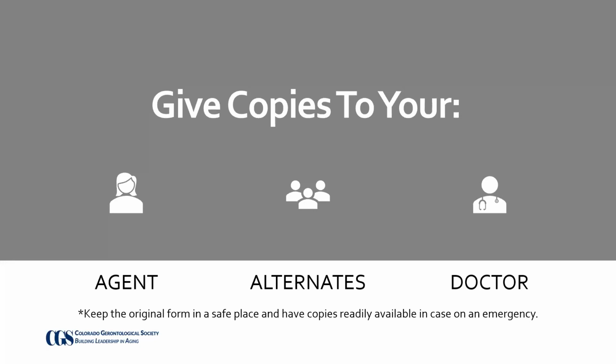So you always keep the original form. Make yourself a folder that has all of your advanced directives. You keep the originals and you give copies to your agent. This is the person that is listed on your medical durable power of attorney. You give copies to your alternates. If you have alternates in your medical durable power of attorney, those are the folks that need a copy too. And give a copy to your doctor. That will make sure that individuals have copies.